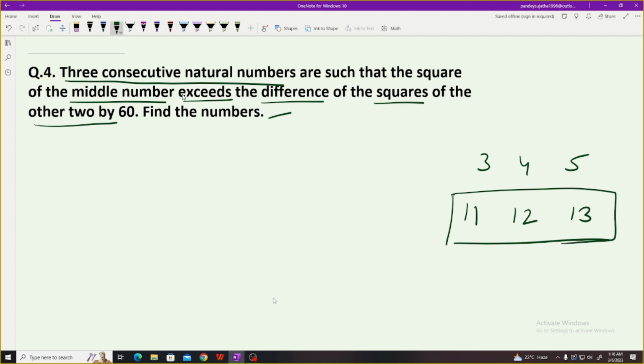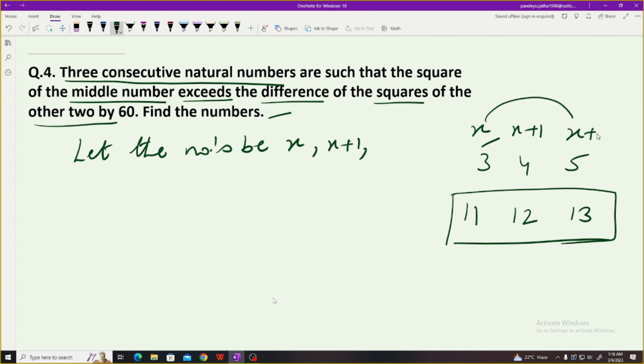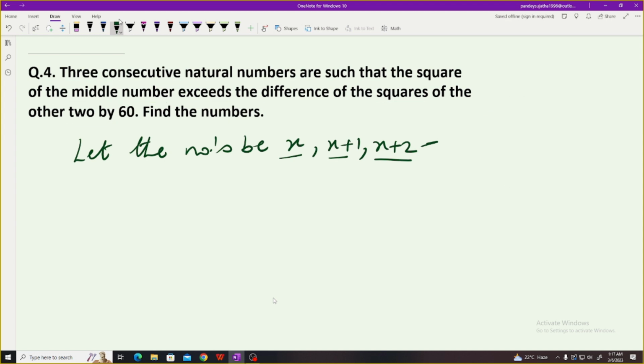Since the numbers are not given here, we are going to assume the first number as x. Let the numbers be x. Then the other number will be x plus 1. And the third number will be x plus 2. So the three consecutive natural numbers will be x, x plus 1 and x plus 2.